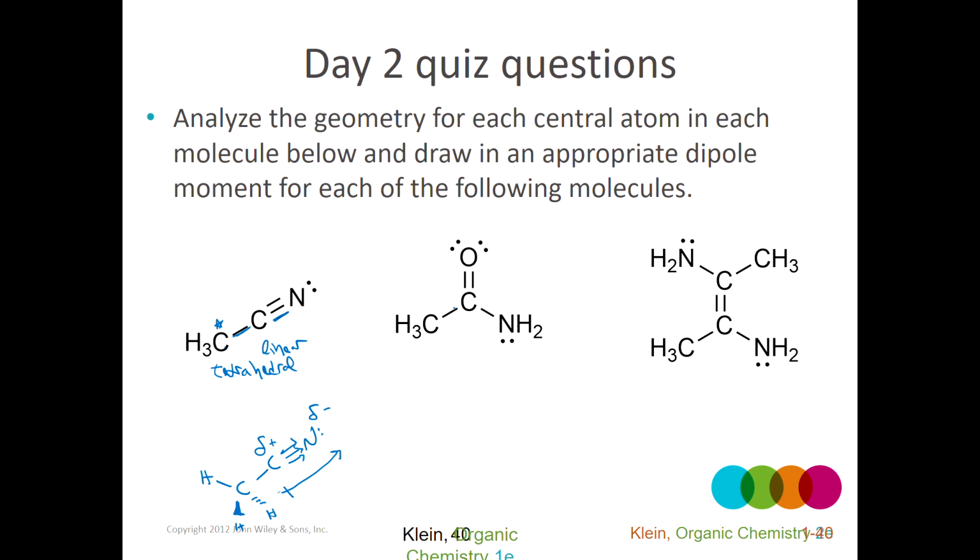Looking at the next structure, we'll look at the geometries of these central atoms. This carbon's bonded to 3 hydrogens and a carbon, so that's 4 total bonds, so that's tetrahedral. This carbon has a steric number of 3 sigma bonds and 1 pi, so it's going to be sp2 hybridized, bonded to 3 individual atoms, so it's trigonal. And sp2 hybridization is flat, so it's going to be trigonal planar.